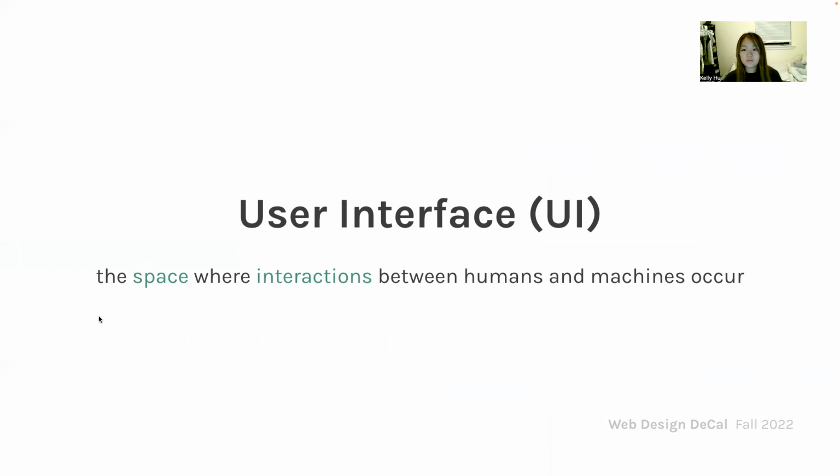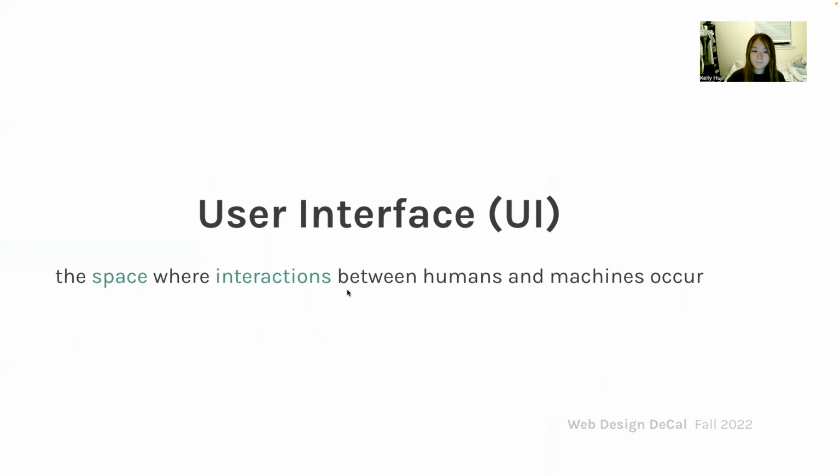So when we think about a phone, here's my phone, the interface is what I'm touching and directly interacting with. So that's what the UI consists of. If I'm on the Facebook app, that's the interface that I will be interacting with.